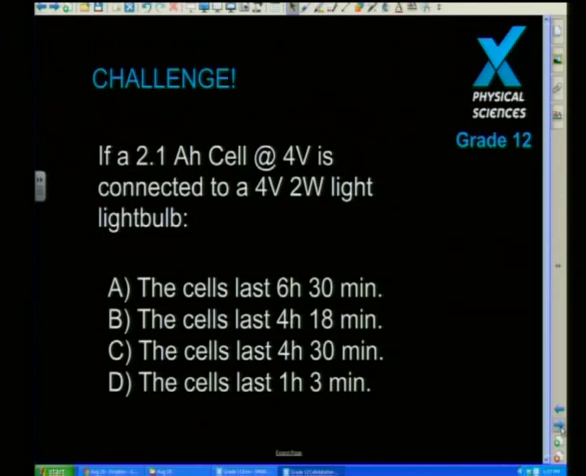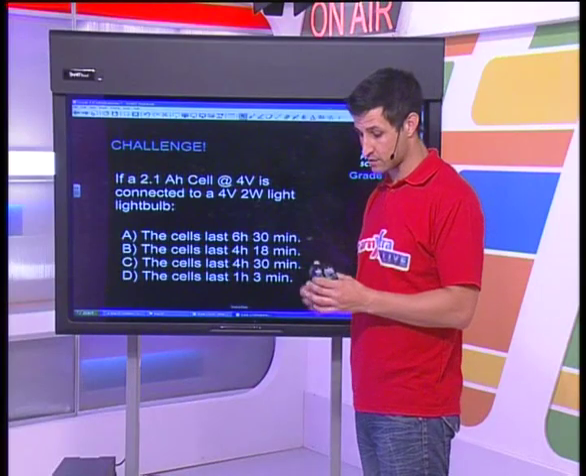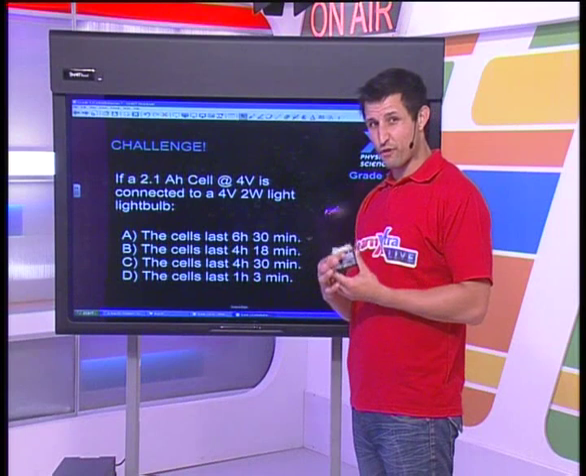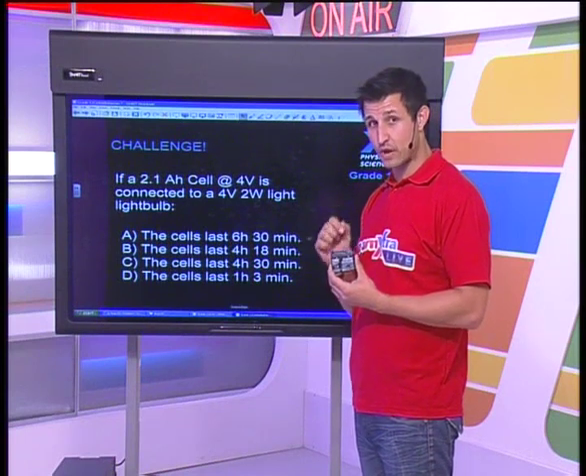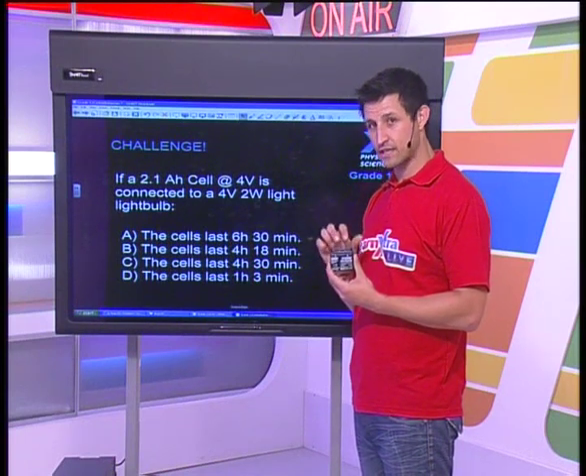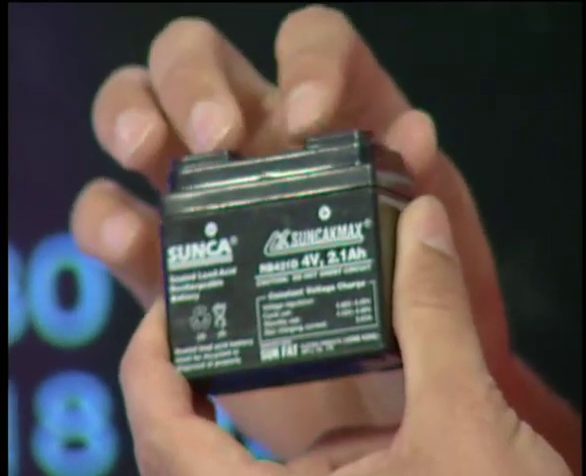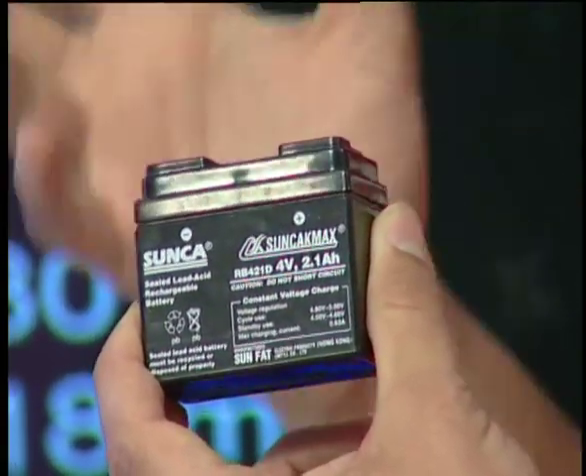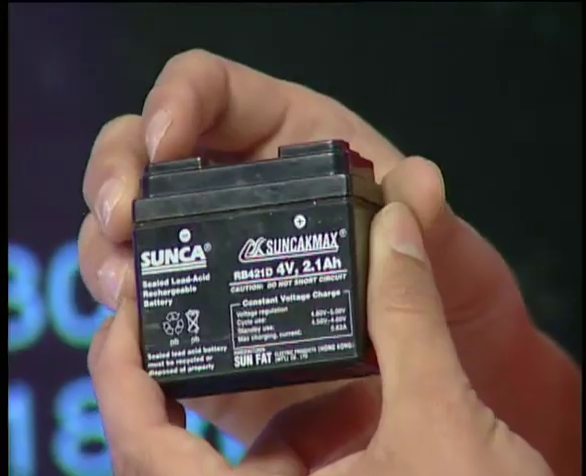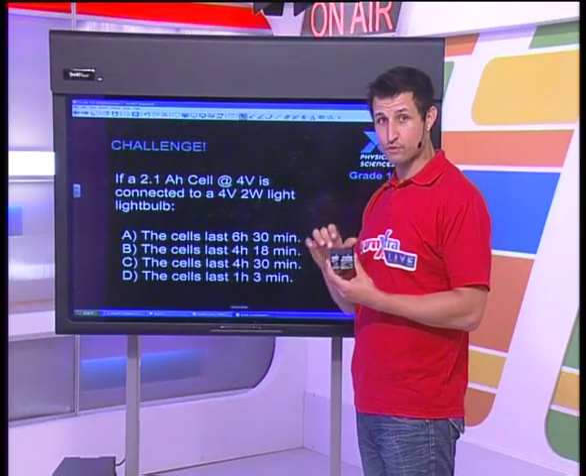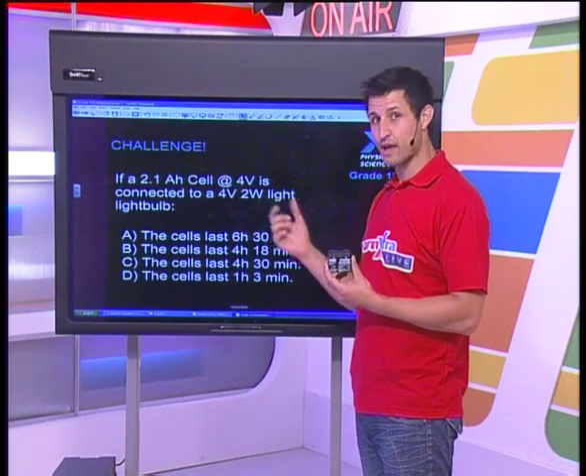So if I connected that battery, I'm going to reach out and get that battery again. This was exactly the battery which I'm talking about. This battery over here, 4 volts with 2.1 amp hour capacity. If I connected this to a 2 watt light bulb, how long would the light bulb stay lit? In other words, how long would the cell last if I have a 4 volt battery at 2.1 amp hours?